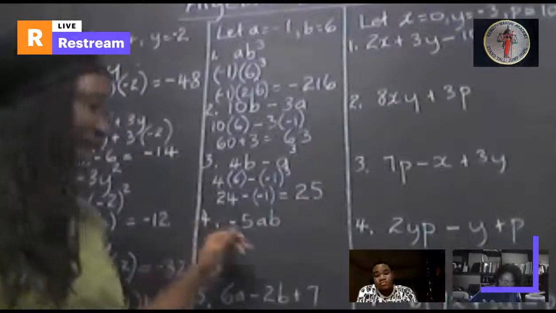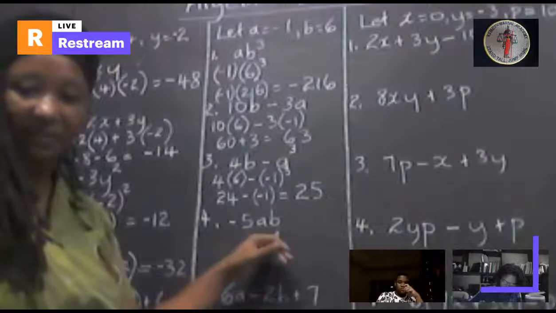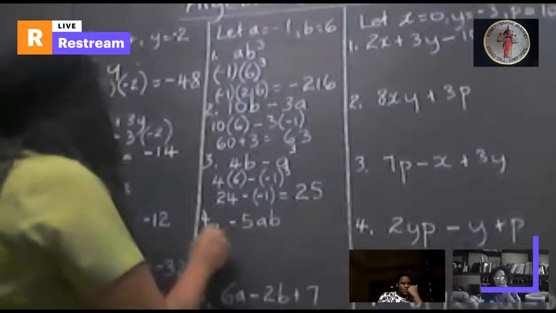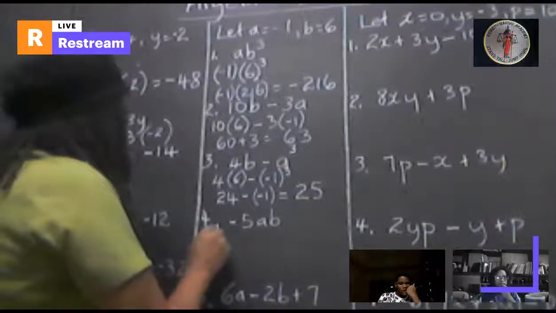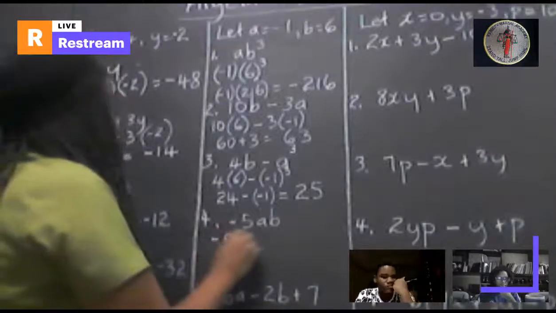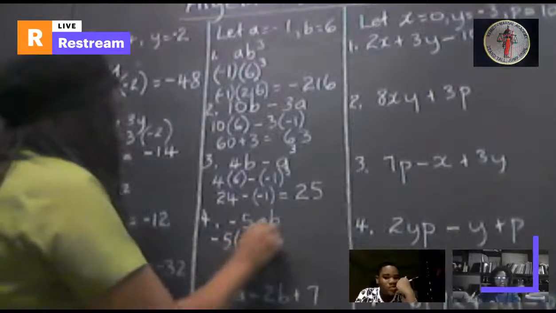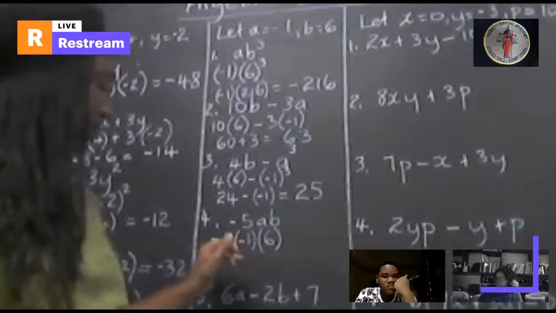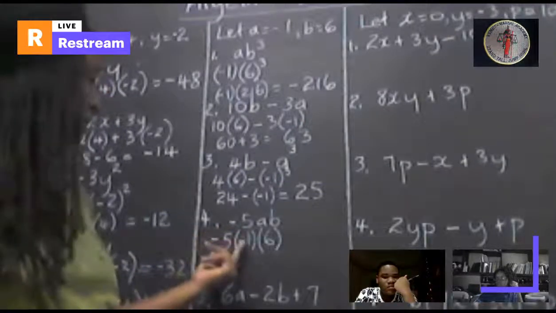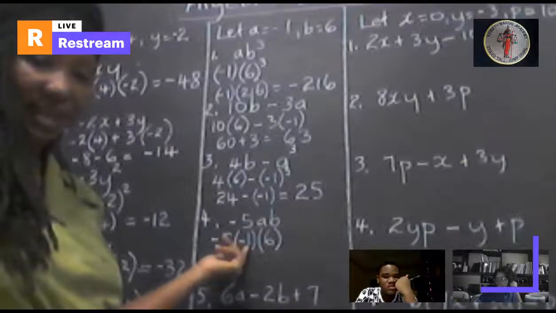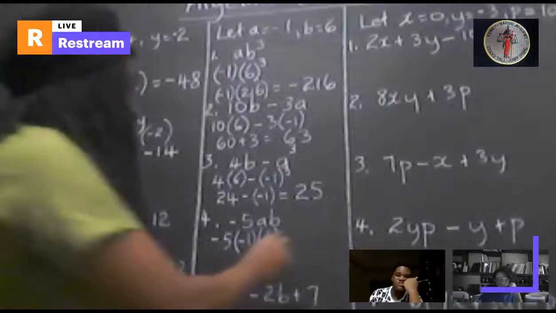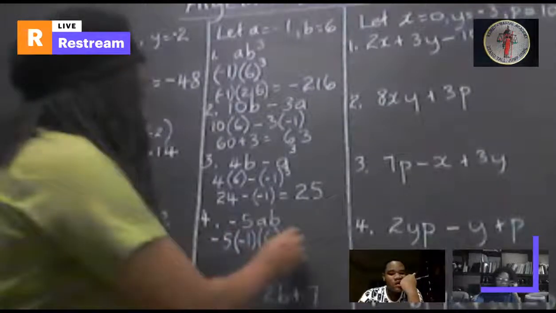Number 4, we have negative 5 times a times b, negative 5ab. Since a is negative 1 and b is 6, it's negative 5 times negative 1 times 6. Negative 5 times negative 1 gives positive 5. Positive 5 times positive 6 gives positive 30.